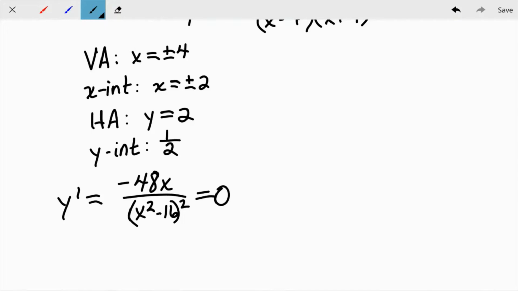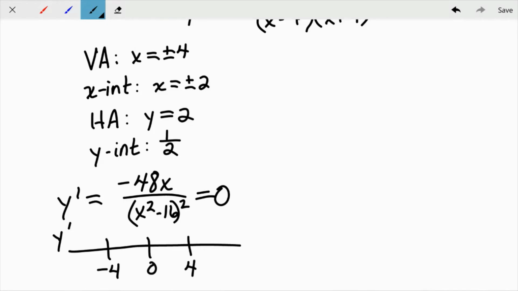But there's two other points I want to make sure that I consider in my sign chart. I know I have vertical asymptotes at 4 and negative 4. So really, those are not considered critical points. But I do want to know how the function is behaving on either side of those vertical asymptotes. So I'm going to make sure in my sign chart to include those points. And so I've got negative 4 here, 0, and then 4.